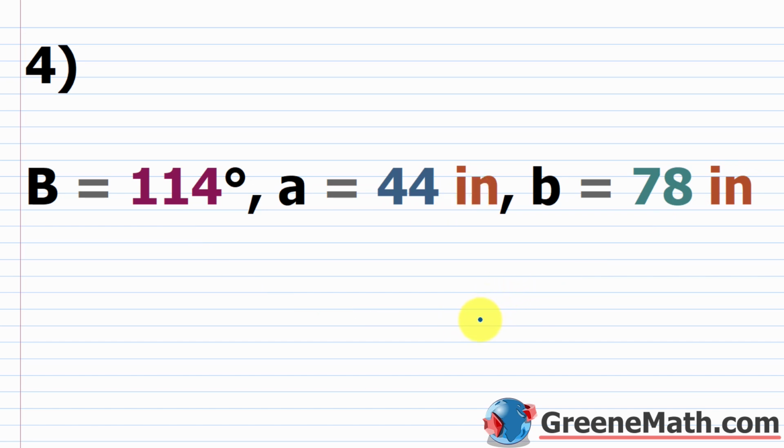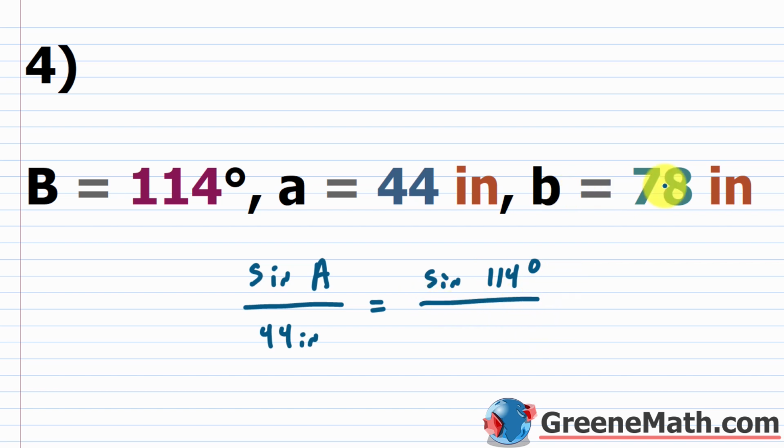So once you figure that out, just go into your law of sines to get what you're missing. So you need the measure of angle A, you need the measure of angle C, and then you need the length of side C. Okay, so let's go ahead and say that the sine of this angle A over the length of this side A, which is 44 inches, would be equal to the sine of your angle B, so in this case, the measure is 114 degrees, over the length of side B, so that's 78 inches.